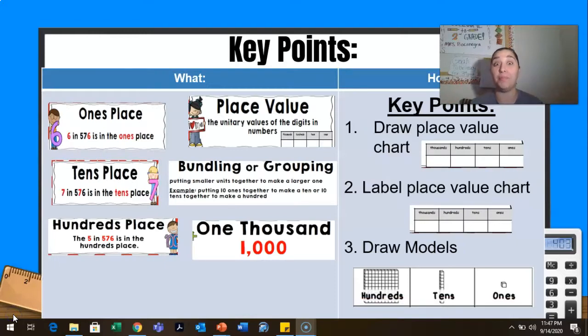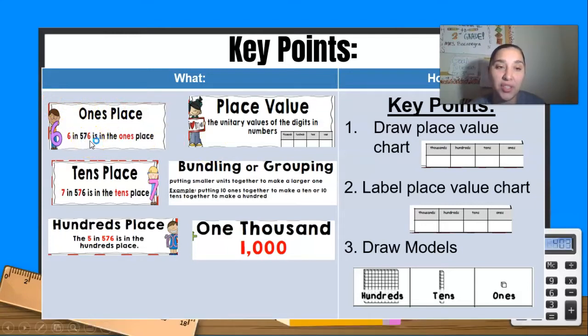Let's talk about the key points. What are the words that we're looking for in the lesson and the words that we need to learn? Well, the first one is place value, boys and girls. And place value is the value of the digits in each number. Now, there are different values. So let's start with the ones place. The ones place is in this digit, boys and girls. And it means it has only ones.